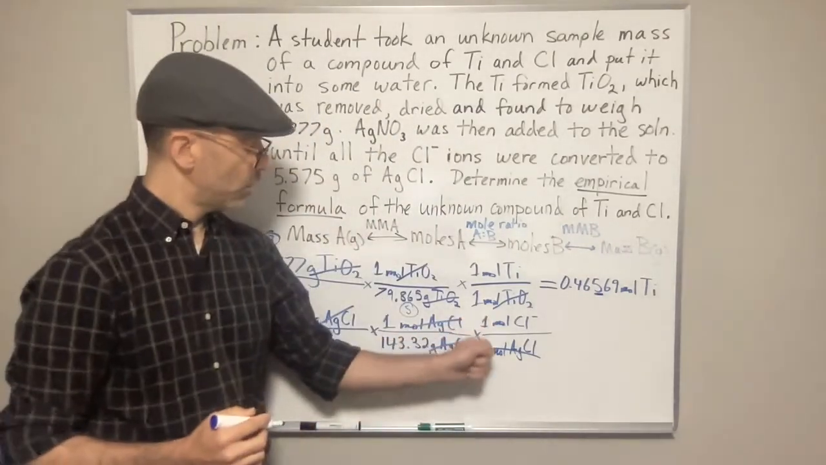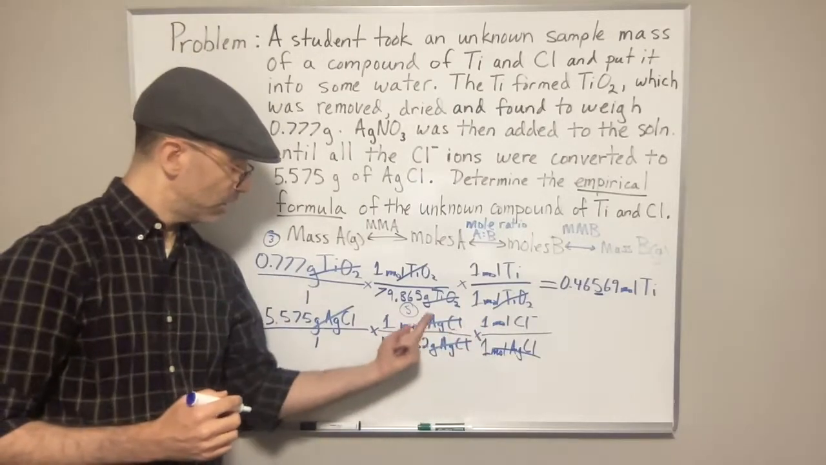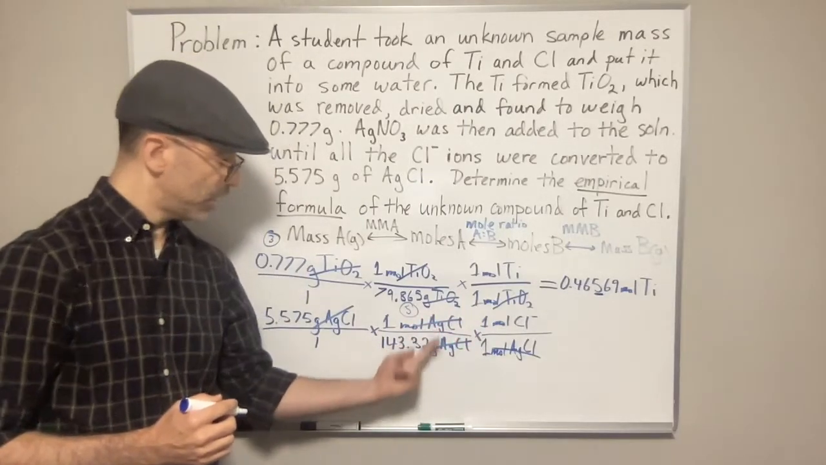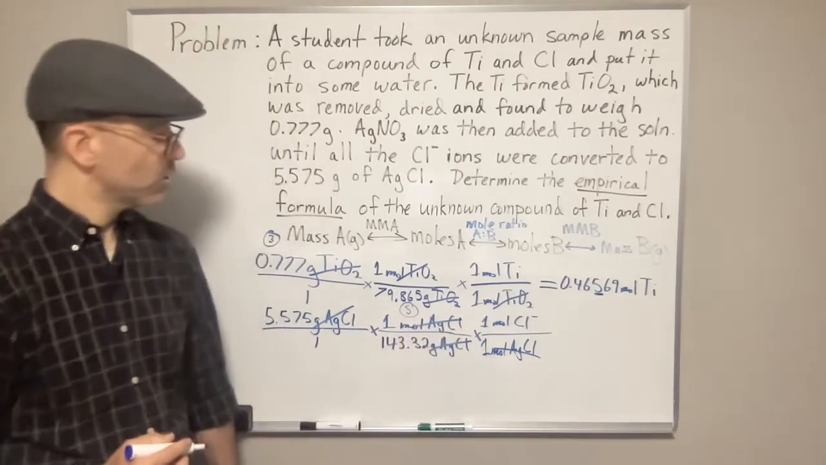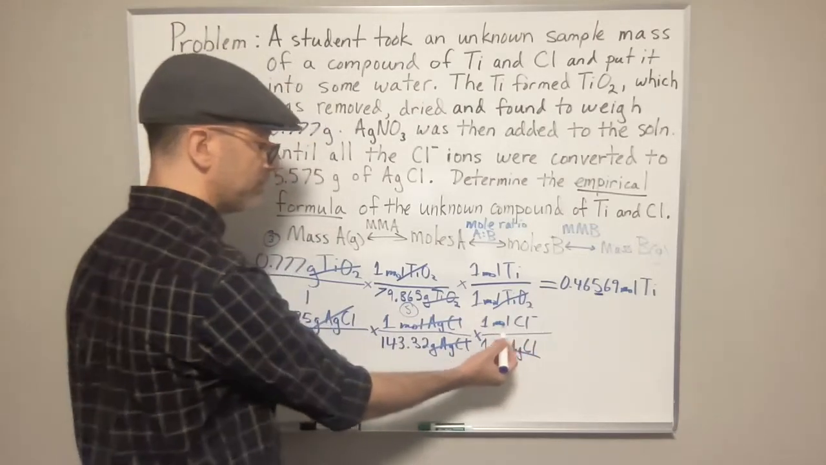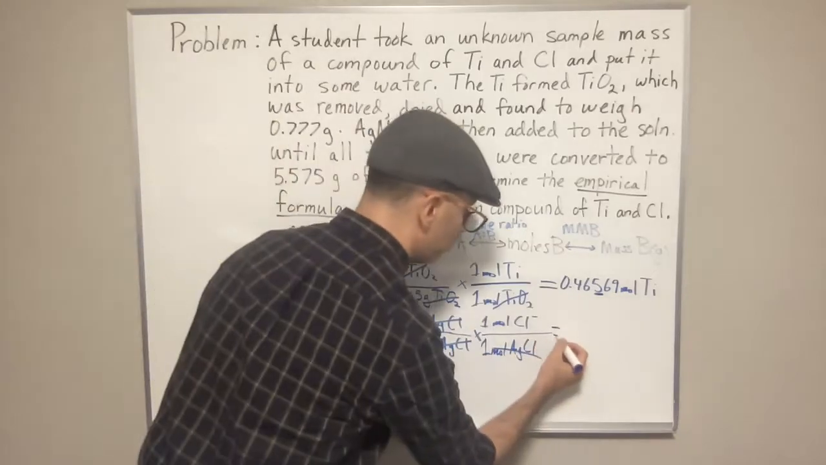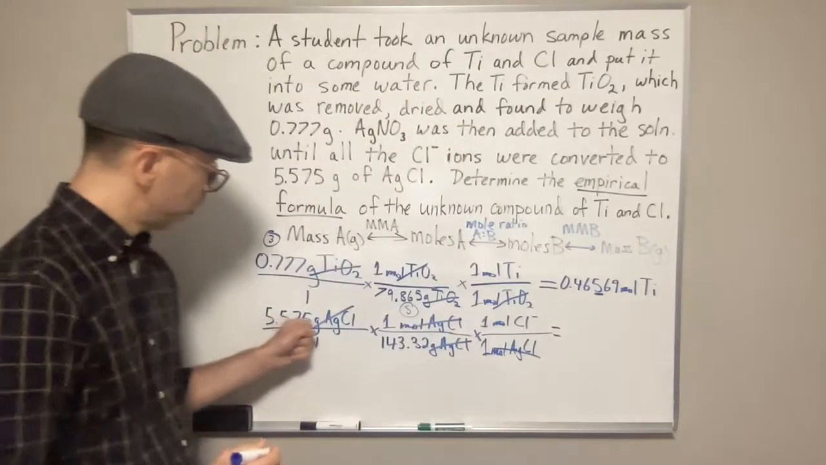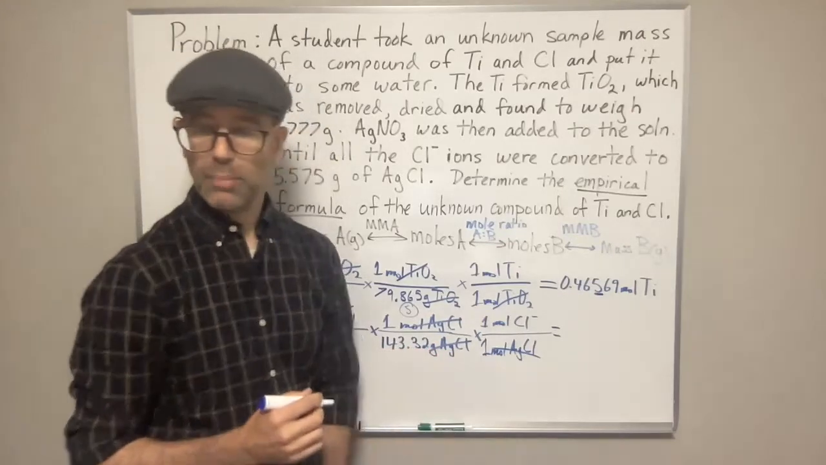Again, it's a 1-to-1 ratio because the formula AgCl is a 1-to-1 here. So for every one of these, I have one chloride ion. So now I have moles of the chloride ion. I have moles of titanium. So now all I need to do is calculate this again. I'm going to multiply by everything on the top and divide by everything on the bottom.